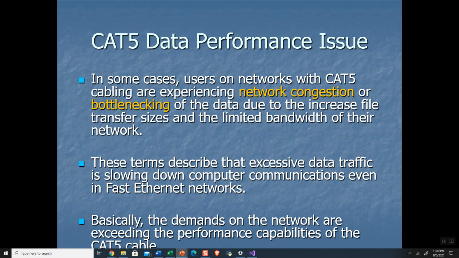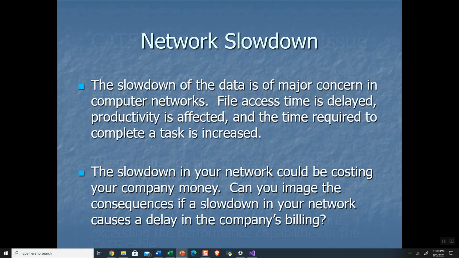That's basically it. It might work, but it's not guaranteed that it will work. Network slowdown is a major concern of computer networks. File access times, delay, productivity, and effective.